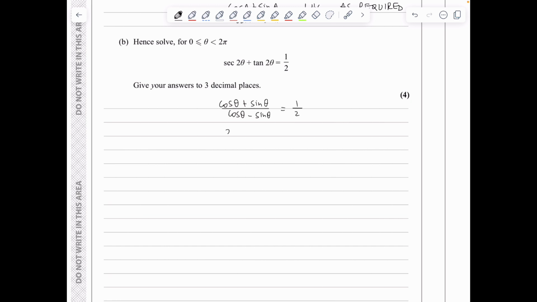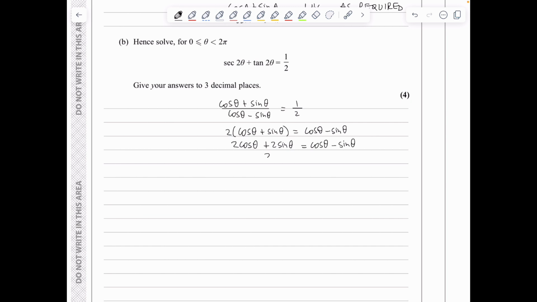Which means we can proceed by cross multiplying to get 2 brackets cos theta plus sin theta is equal to cos theta minus sin theta. I will expand the left hand side to get 2 cos theta plus 2 sin theta is equal to cos theta minus sin theta.